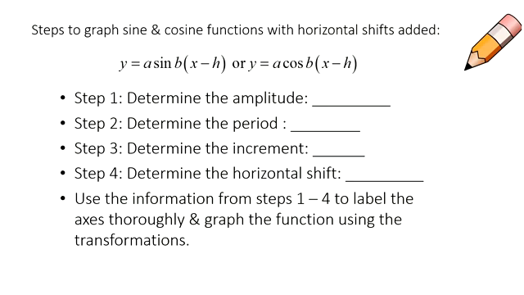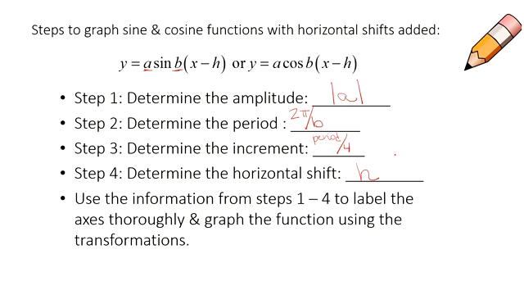Just remember, determining your amplitude, that is your A value right in front of the sine or cosine. Remember, it was the absolute value of our particular one, okay? Determine the period. Now, the period, remember, was 2 pi divided by our B value. To find our increment, or what each tick mark would be counted up by, that was our period divided by 4. And then the horizontal shift is whatever the H is, the H value.